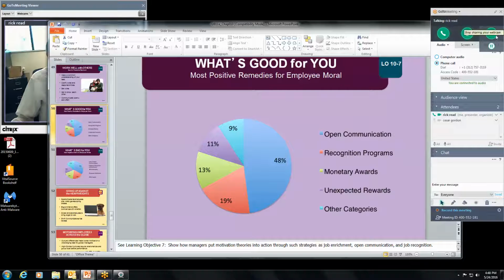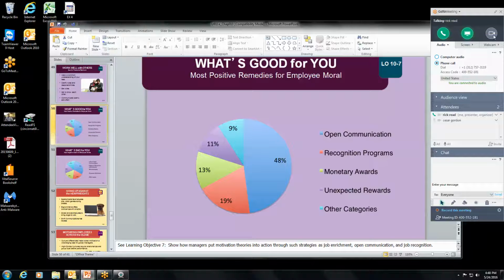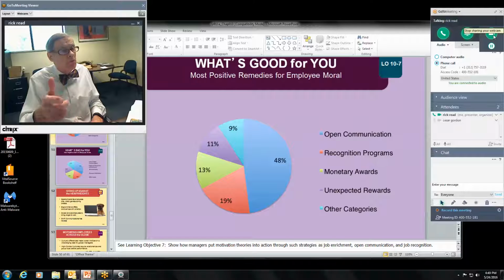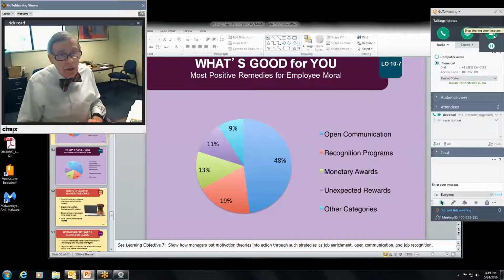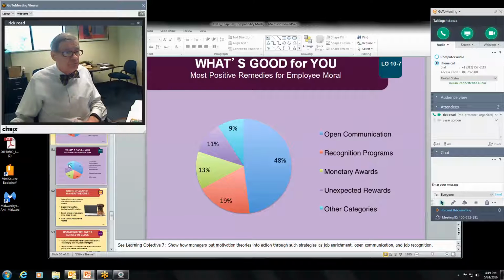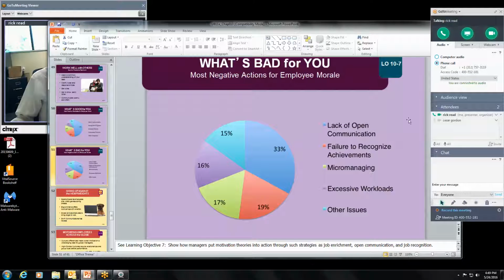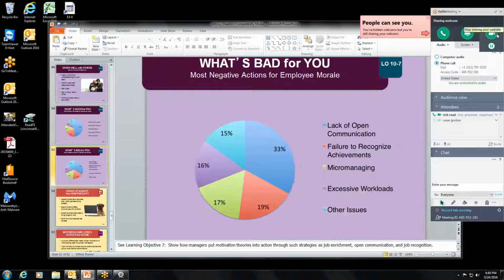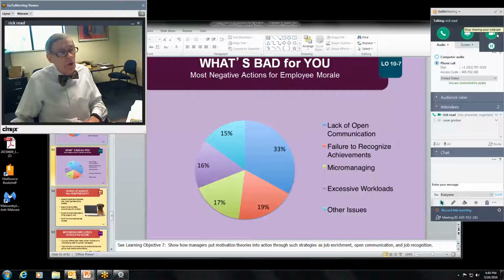This slide just talks about things that help employee morale. By the way, that says remedies for employee moral, and it should be morale with an E on the end of it. Look at the largest ones, open communication. And then what's bad for you on the negative side, the big thing there is lack of open communication. So we ought to figure out that if open communication is good and the lack thereof is bad, we ought to make sure we're communicating with people the way we should.